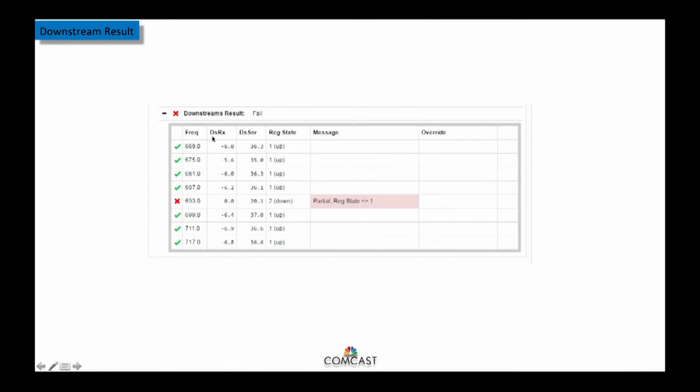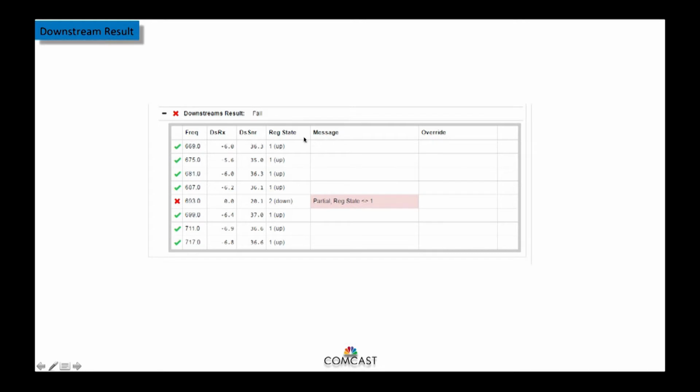Here's the receive level, downstream receive, -6. This one's at a 0, so I don't know what's going on with that. Then it also gives you your signal to noise, 36, 35, that's not bad. 20 is a problem. That's not good. 37, 36, they're okay. So it looks like one QAM here is failing.